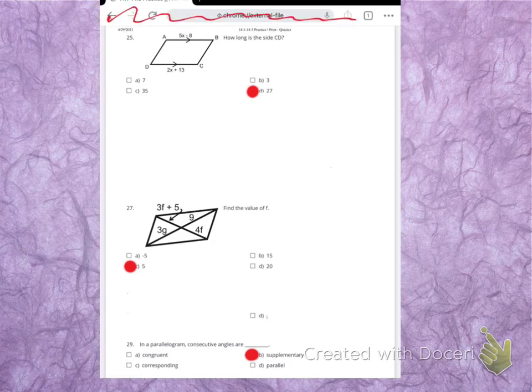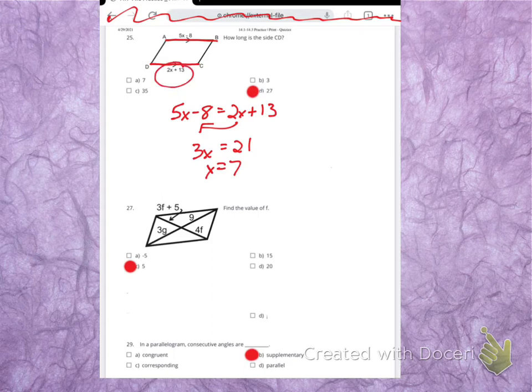All right, how long is the side CD? So right here, this one's parallel, so they're going to be congruent. So I can just set it equal. So 5x minus 8 equals 2x plus 13. Bring the negative 2x over, so 3x is going to be equal to 21. x is going to equal 7. So after I plug that into the bottom one right here, 7 times 2 is 14, plus 13 is 27.